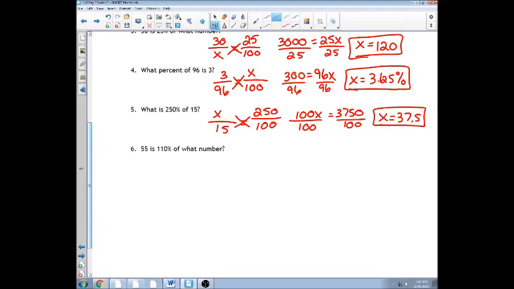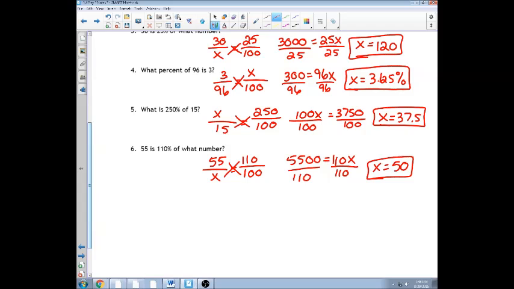Okay? Last one, 55 is 110% of what number? Here, what are we missing? We're missing the of. So I'm going to go ahead and put 55 in where my is would be. Put a variable where my of would be. 110 is our percentage over 100. Cross multiply. We would end up with 5,500 is equal to 110x. Divide by 110. X would be equal to 50.